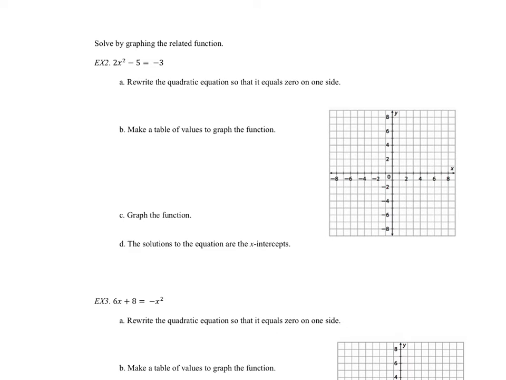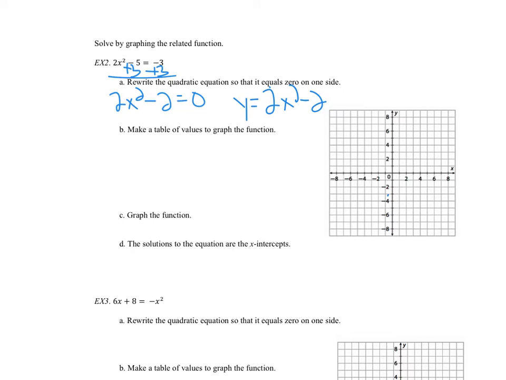So we want to solve by graphing. The first thing we want to do is rewrite the quadratic equation so that it equals 0 on one side. So I'm going to add 3 over, and so we get 2x squared minus 2 equals 0. Then we want to make a table of values to graph the function. So this is essentially as if we had y equals 2x squared minus 2.